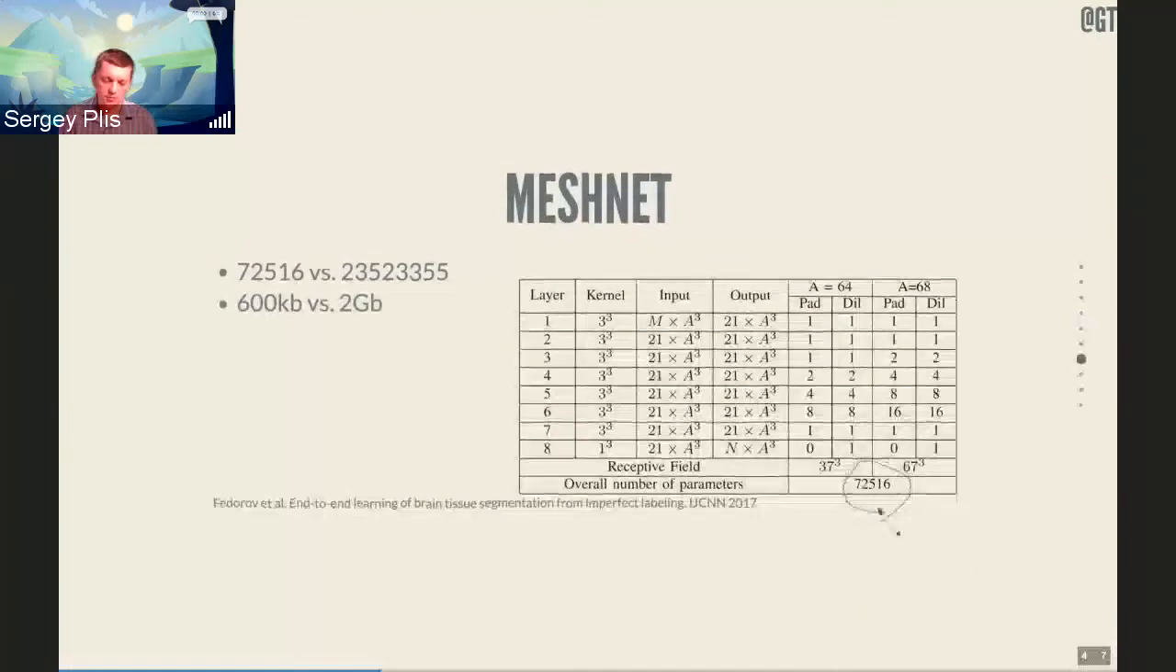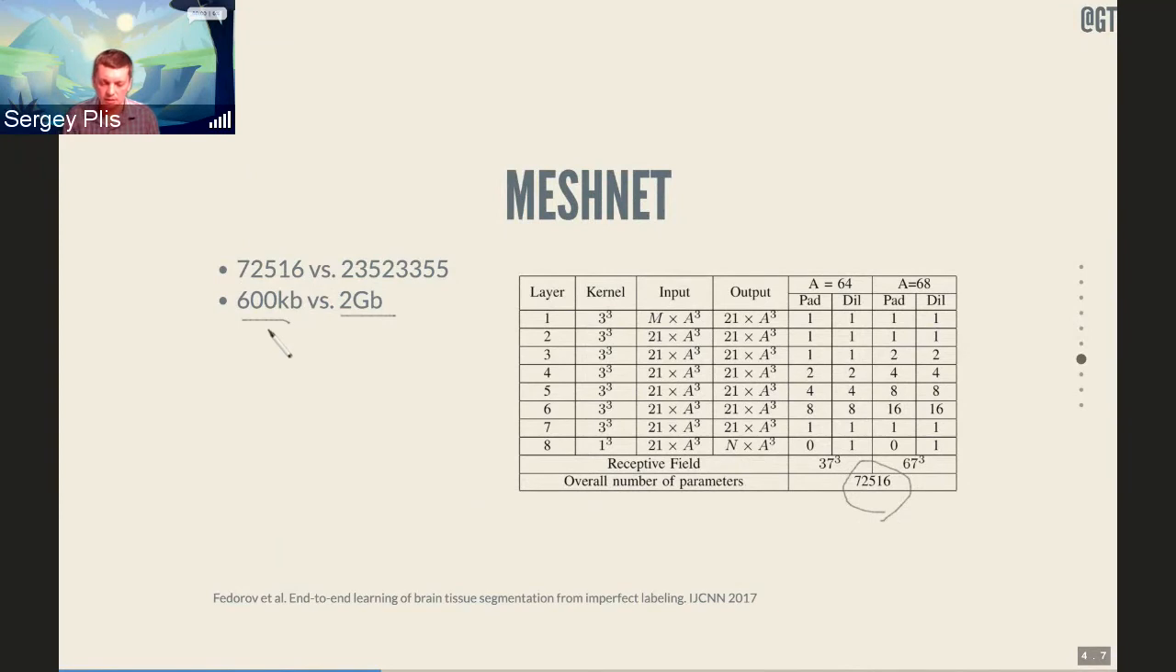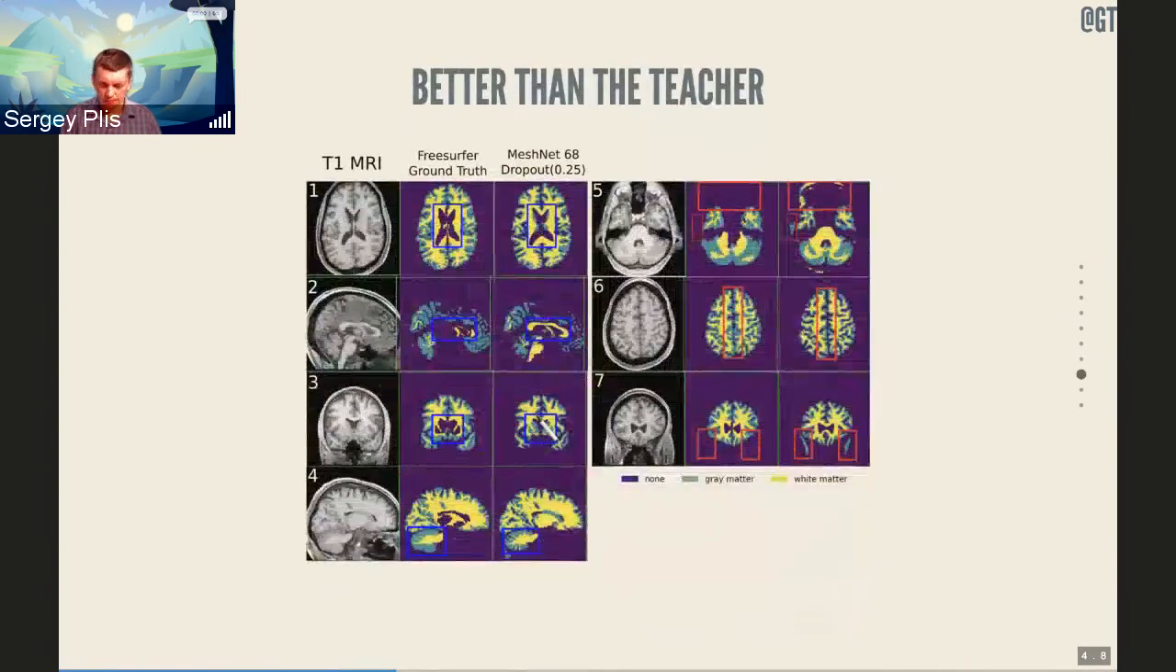And 72,000, but the difference is 2 gigabytes in size and 600 kilobytes in size. At the same accuracy, there's really no real measurable advantage in using MeshNet, Alex's model, versus UNet. They're about the same. We can get MeshNet to perform better than UNet if we add more parameters, etc. That's the interesting observation, and this applies to all of deep learning. It's more of deep learning applications to neuroimaging than advertisement or whatever results of our MeshNet.